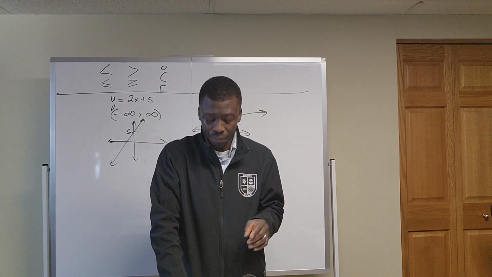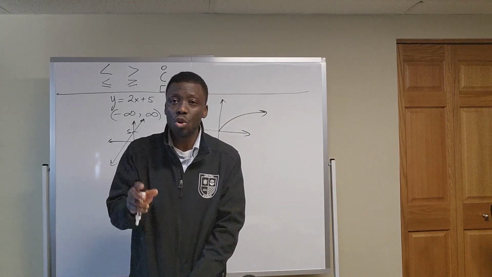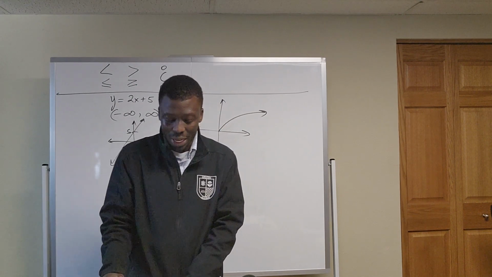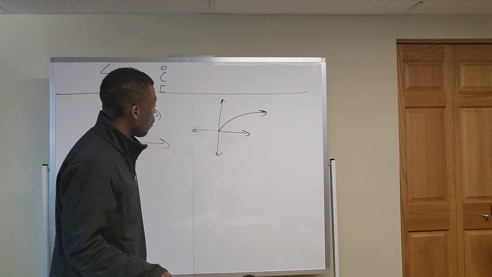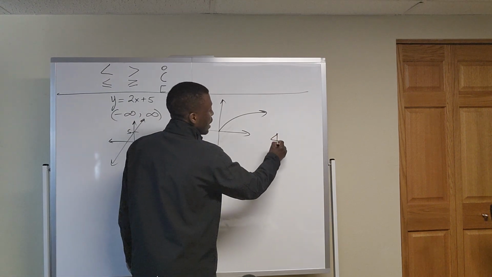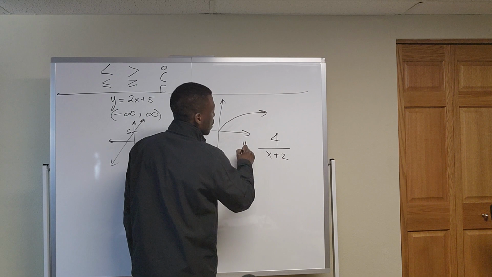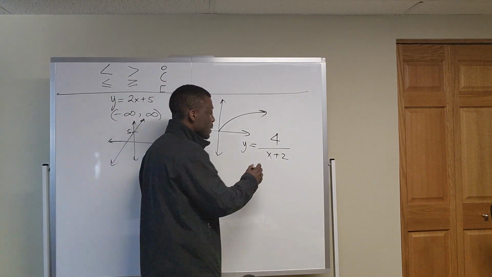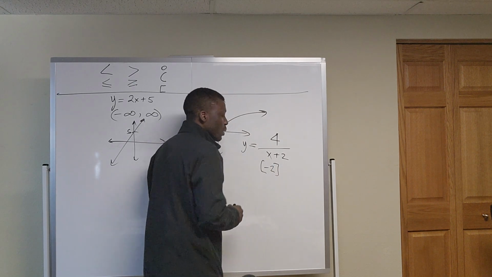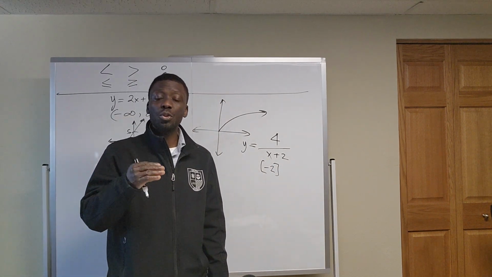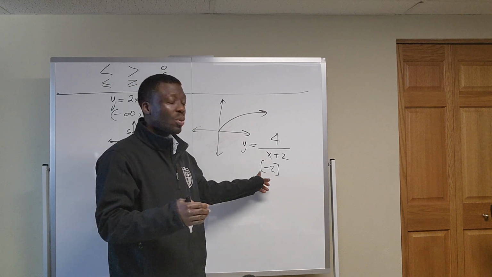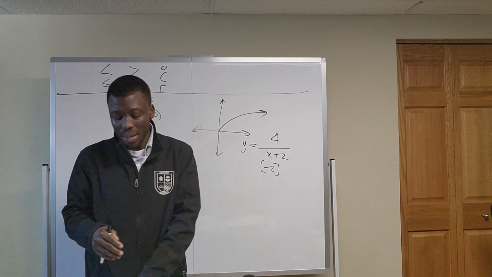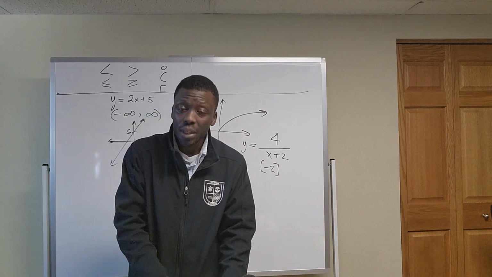That's the first one. For the second one, there is a domain restriction because it's 4 divided by x plus 2, right? So in the second example, it's 4 divided by x plus 2. In this case, the domain is all real numbers except negative 2. Because if you put negative 2 in for x, it will cause a 0 in the denominator, which is a problem. So the domain is basically all real numbers except negative 2.